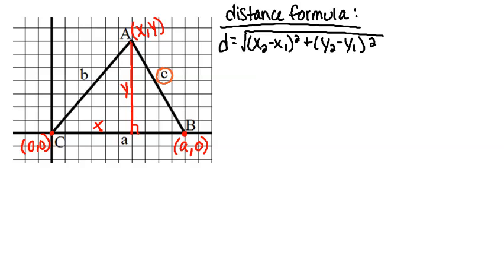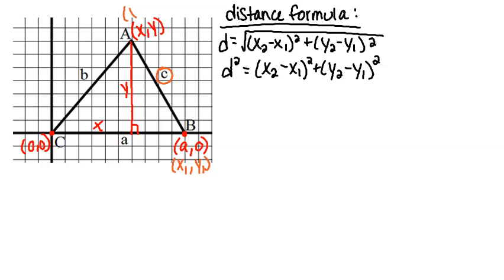To make this formula a little easier to work with, though, we're going to square both sides to get rid of the square root. So this is going to become d squared, the distance squared, is equal to (x2 minus x1) squared plus (y2 minus y1) squared. And we are going to apply this formula to find the length of c. So we're going to let B be our (x1, y1) point.